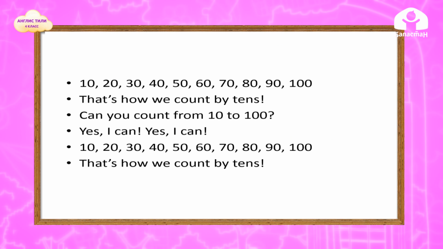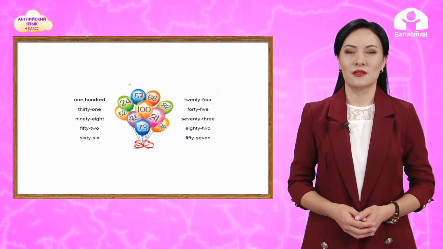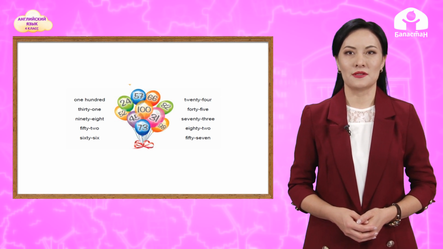10, 20, 30, 40, 50, 60, 70, 80, 90, 100. That's how we count by tens. Can you count from 1 to 100? Yes, I can. Yes, I can. 10, 20, 30, 40, 50, 60, 70, 80, 90, 100. That's how we count by tens. Now children, match the balloons with numbers.